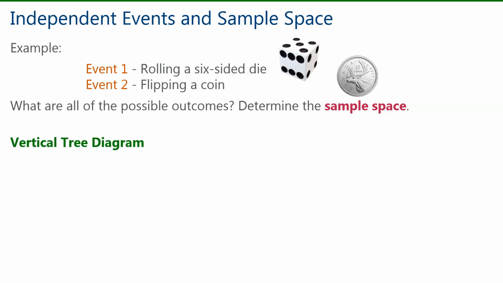The first visual that we're going to look at is the vertical tree diagram. We know, of course, that a tree is made up of branches. At the top of our tree, we are going to have 6 branches. Why 6? Our event 1 is rolling a six-sided die. So for the die, we have 6 possible outcomes, each outcome corresponding to a branch on the tree.